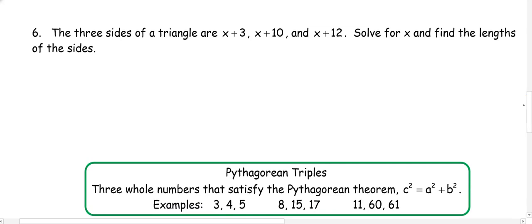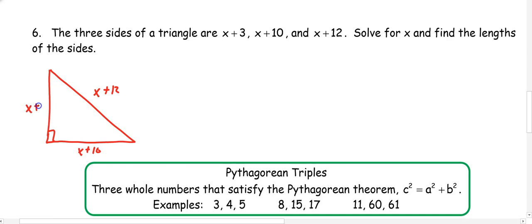Number 6, the three sides of a triangle are x plus 3, x plus 10, and x plus 12. Whenever I take x and add the largest number to it, that's going to be my hypotenuse. So I have x plus 12, and the other two are just going to be the legs. Make sure that we're squaring each part. So (x plus 12) squared equals (x plus 3) squared plus (x plus 10) squared.